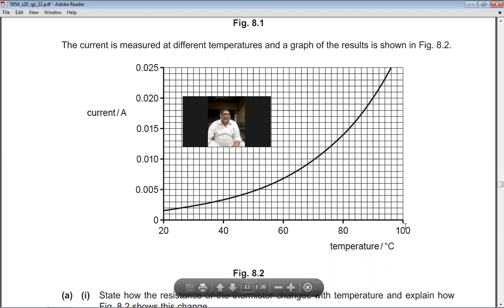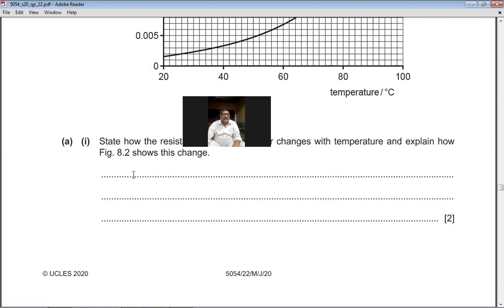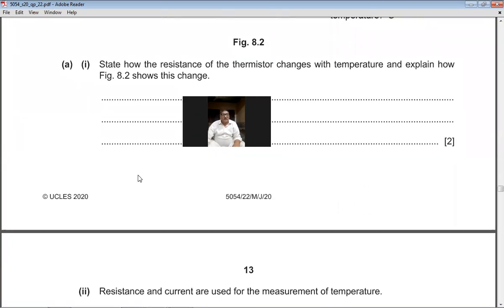From here, if the temperature is 80, I can tell what the current flowing through is. If the temperature is 90, how much current is flowing through the circuit? So the first question, question number 8A, first part: State how the resistance of the thermistor changes with the temperature, and explain how figure 8.2 shows this change.